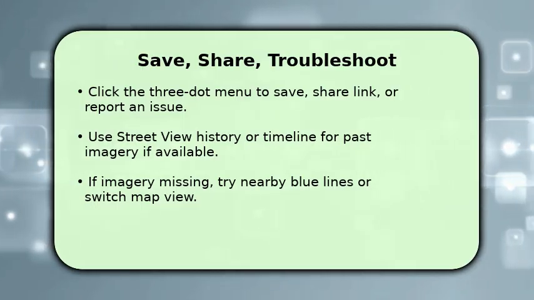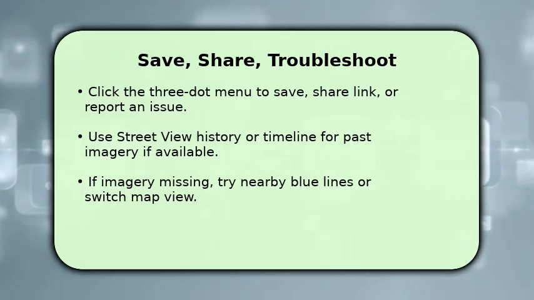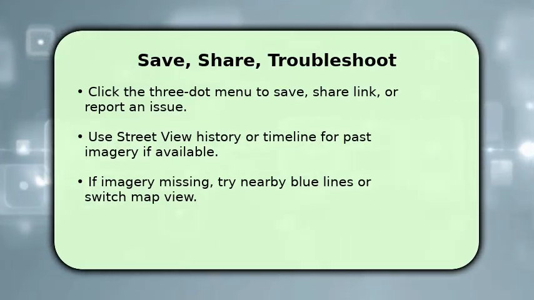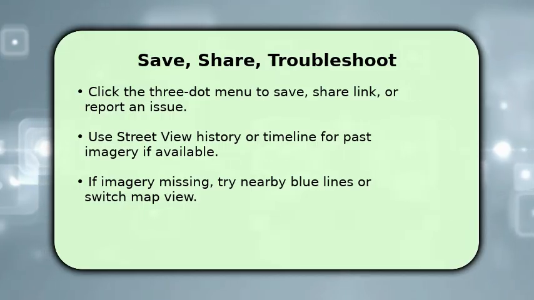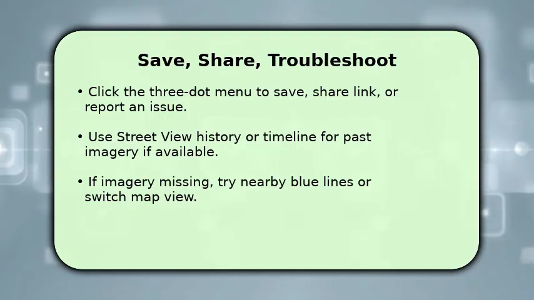If Street View isn't available at your pin, move pegman to the nearest blue line or switch to satellite view to reorient and try again. If images fail to load, clear cache, update the app, or test another browser to resolve common loading issues quickly.